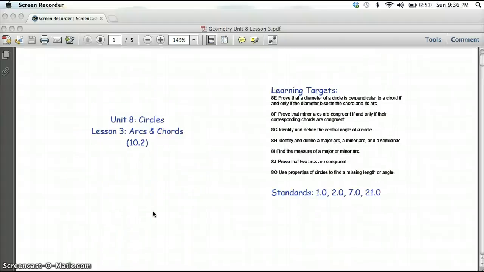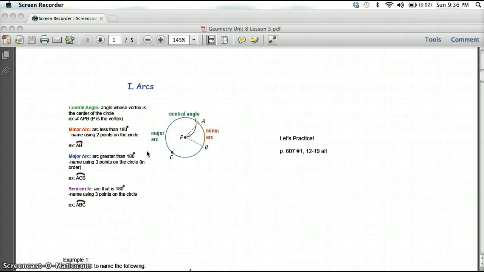Alright, so we are going to start on Unit 8, Lesson 2. It says Lesson 3 here, but it's actually Lesson 2. We're going to be talking about circles, and specifically their arcs and their chords. So let's start with a little bit of vocabulary.